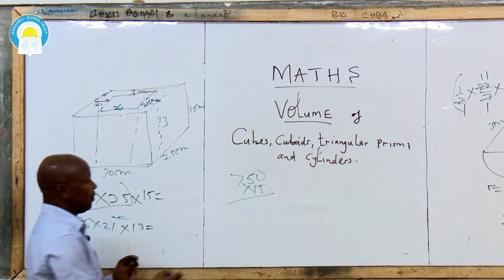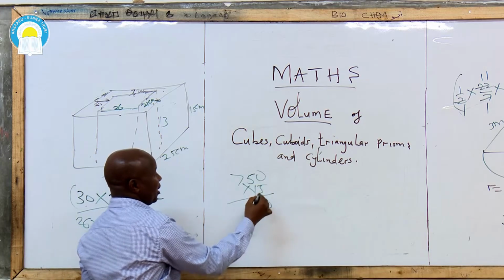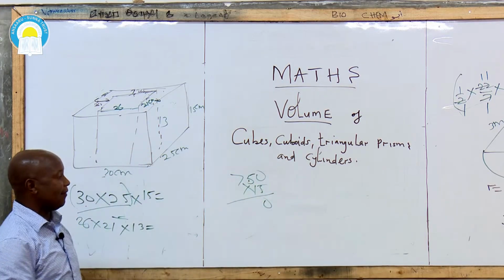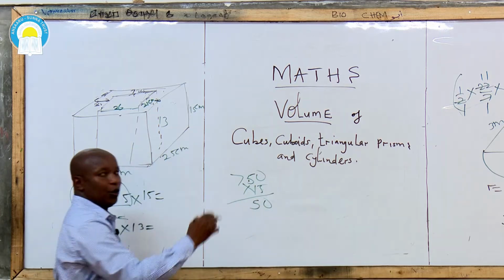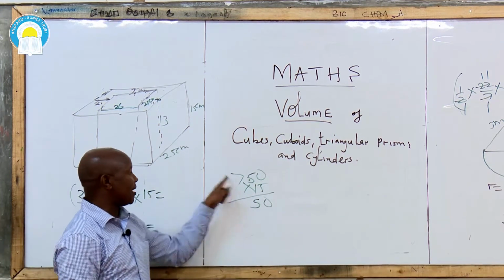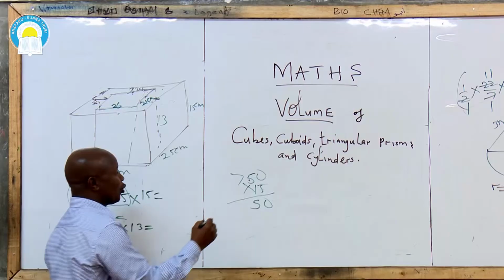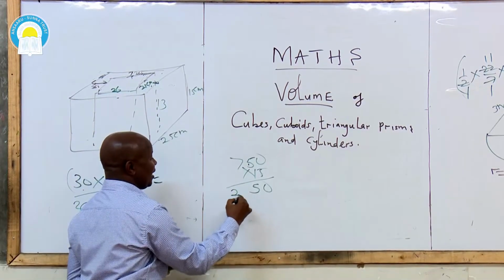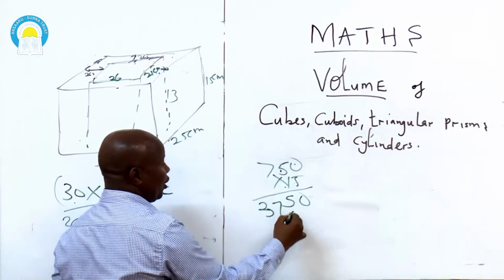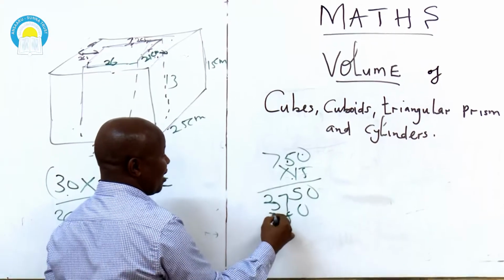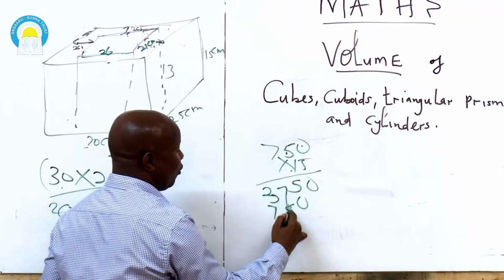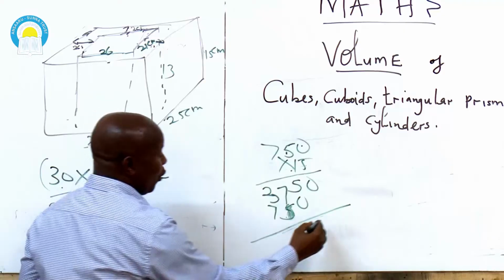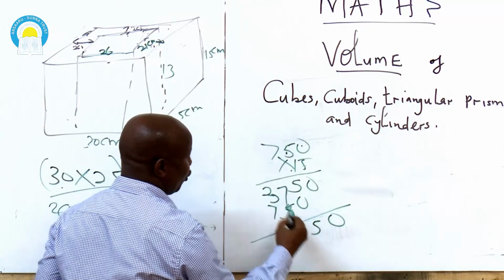750 times 15. 5 times 0, you get 0. 5 times 5 is 25, you write 5, carry 2. Then 5 times 7 is 35, 35 plus 2 you get 37. Then 1 times 0 is 0, 1 times 5 is 5, 1 times 7 is 7. Then now you add, and you get the volume of the big box, which is 0, 5, 2, carry 1.